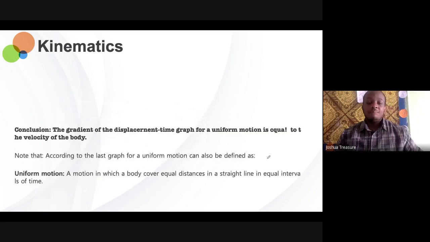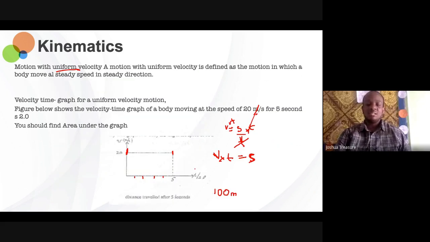So, in conclusion, the gradient of the displacement time graph for a uniform motion is equal to the velocity of the body. Note that according to the last graph, uniform motion can also be defined as a motion in which the body covers equal distances in a straight line in equal intervals of time. Are we all seeing that it got equal distances?